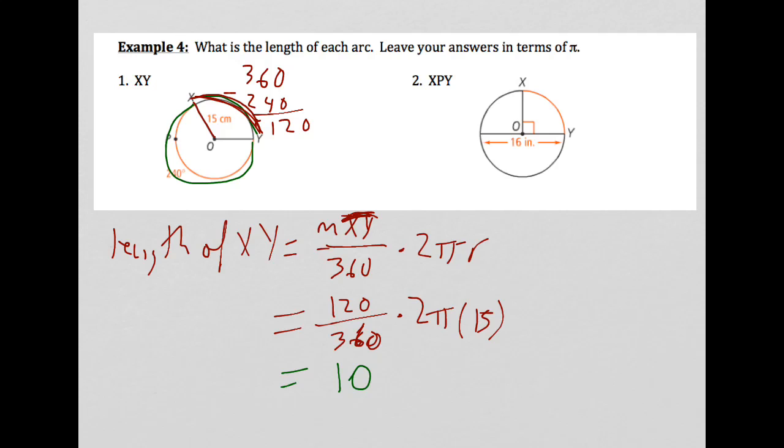But then you do not want to forget about the pi. You still have to multiply it by pi. We just don't want to multiply it by pi yet, because then it would be an irrational number, and we'd have to round. Whereas it says we want to leave it in terms of pi. So that would be 10 pi, and the unit on that would be centimeters, because we're talking about a length as opposed to an area. So leave the pi out, multiply everything else, and then at the very end put the pi back in, to leave it in terms of pi as the directions ask.